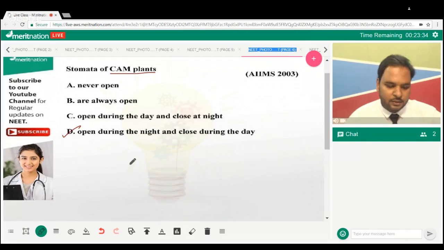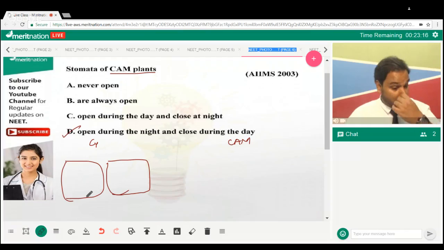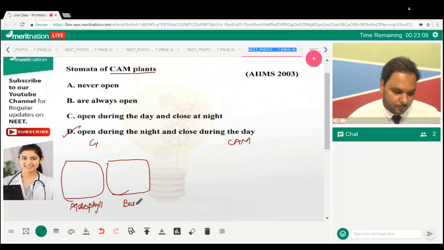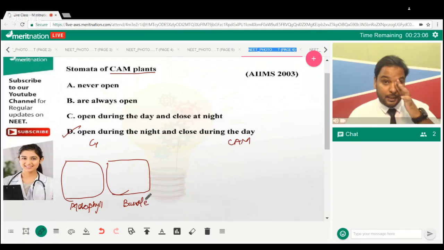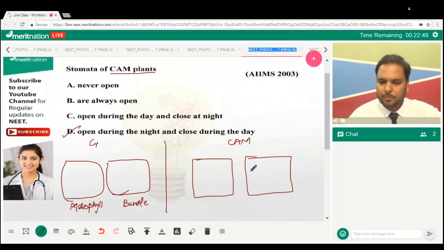So the special point about CAM plants, if I give you a little hint to remember C4 and CAM, everyone, is that the reactions are typically the same. The only difference is that C4 has two types of cells, one is your mesophyll cells and another is your bundle sheath. There are two types of cells, but the reactions are the same. Like PEP case, they fix CO2 and form oxaloacetic acid. But when you see CAM plants, they have just a single chloroplast, and it differs during night and day.